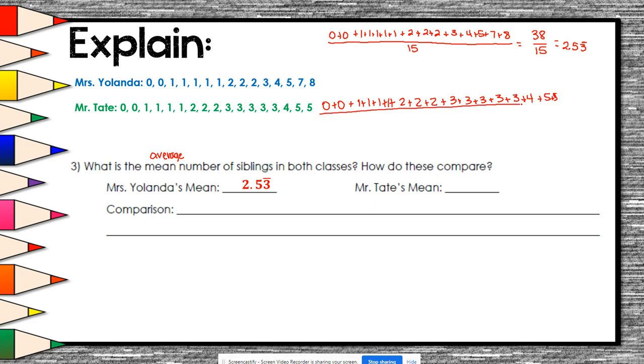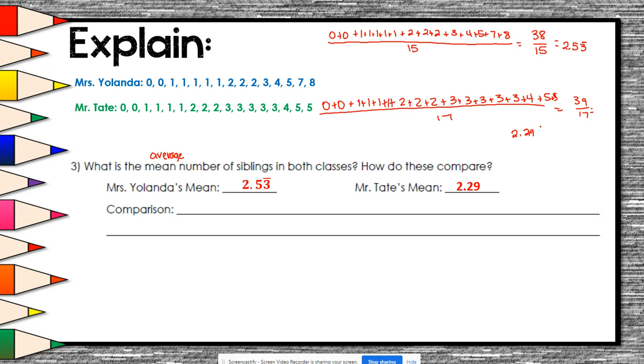And then I'm going to divide for this one by 17. So when I add all of these together, I get 39, and I'm going to do 39 divided by 17. And you'll notice we get a very long number for that. So we're just going to round that one, and it's going to be about 2.29.